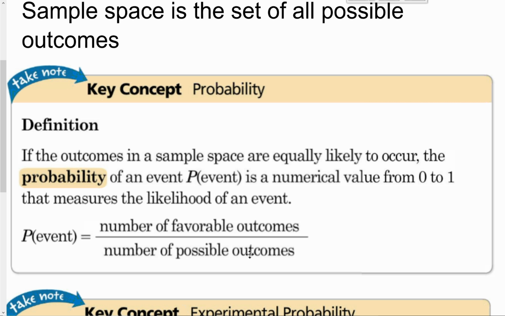But if an outcome is for sure going to happen, then it is a 1 or 100%. You can do percentages as well. And then a 0 means it's not going to happen. Okay, so the probability is how likely it is to happen, 0 being never, 1 being automatically. It's always going to happen, right?